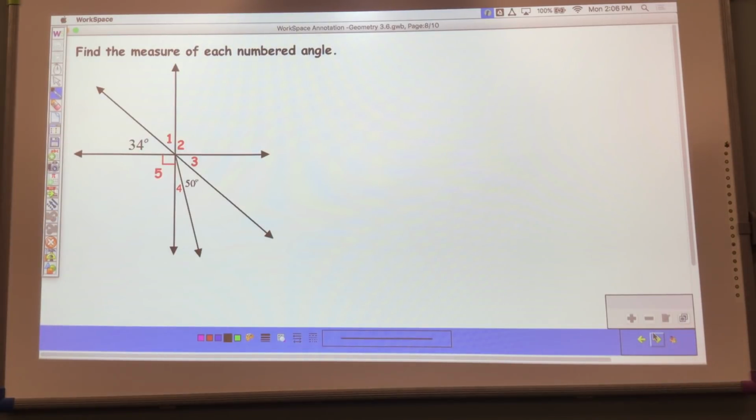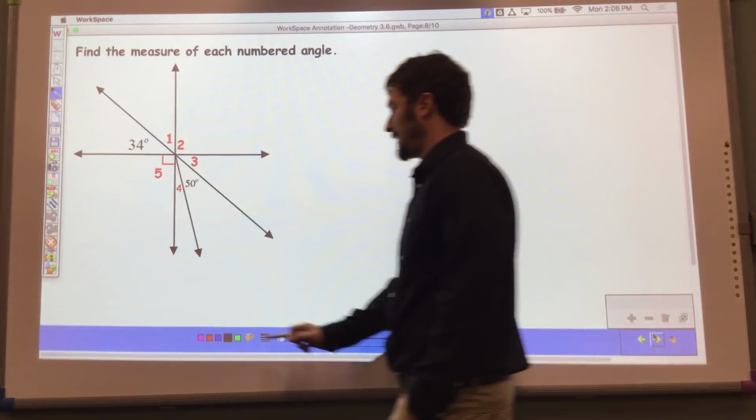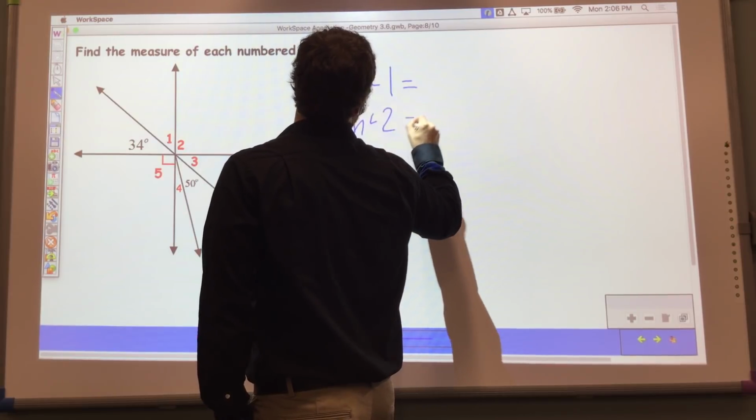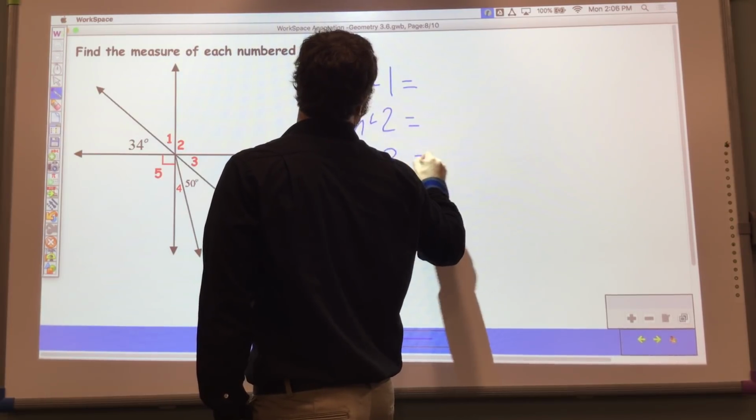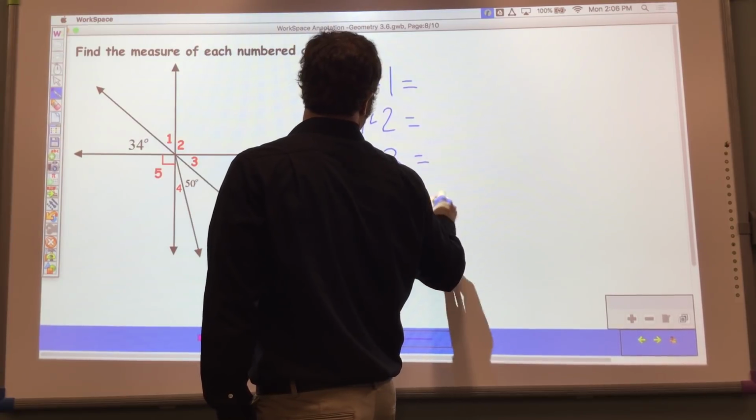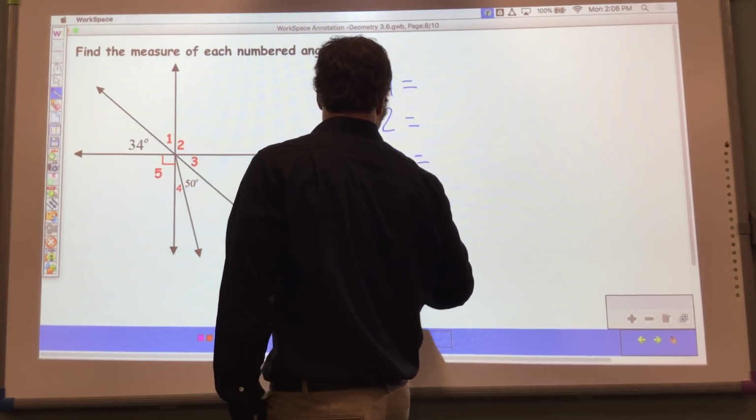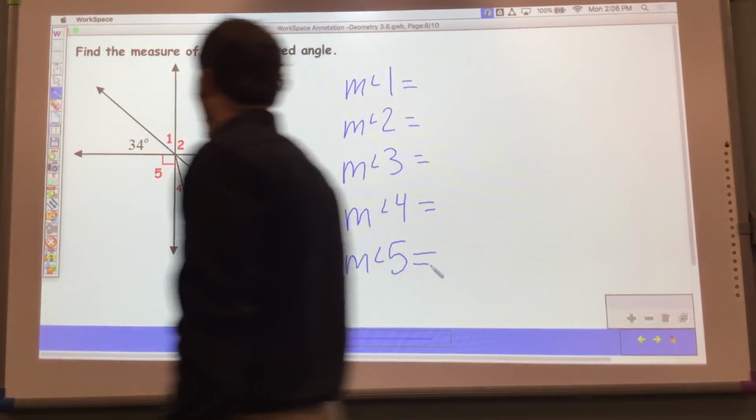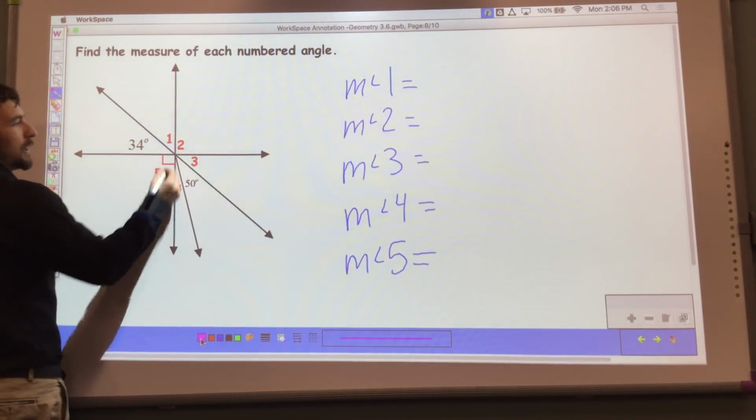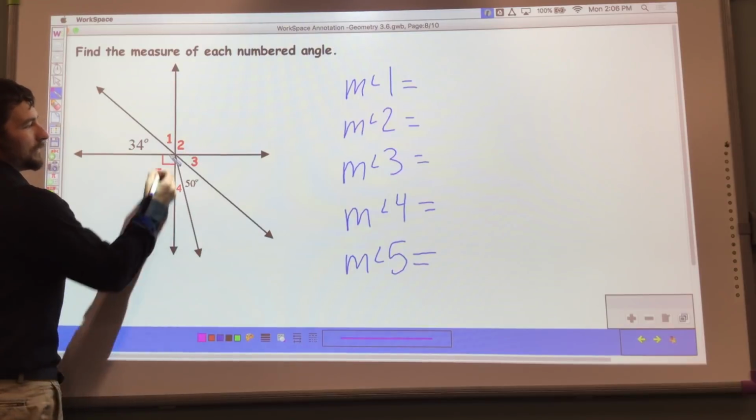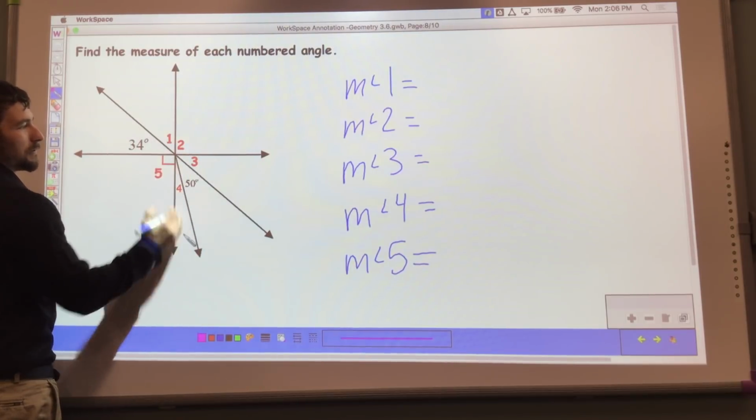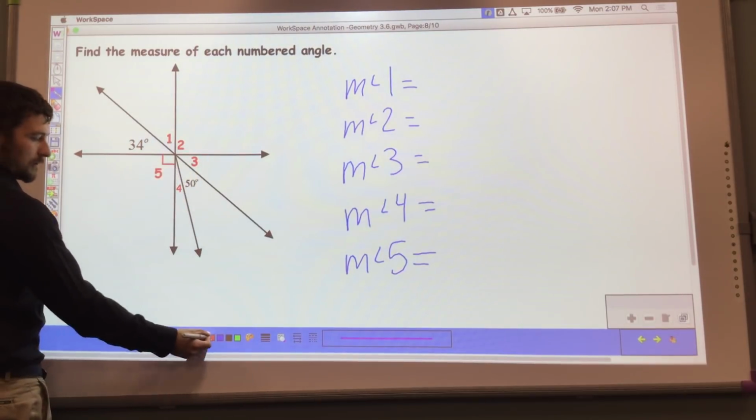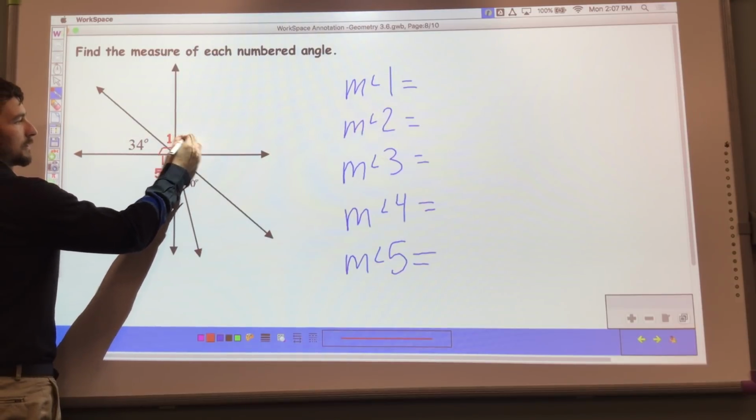All right, find the measure of each numbered angle. We got 1, 2, 3, 4, and 5. So as I'm writing, be thinking about what the measures are of the angles. All right, angle 1. Well, angle 1 right here, we got to find. Well, we have a 90, and if we have 2 perpendicular lines, it's going to make 4 right angles. So all 4 of these are right angles.